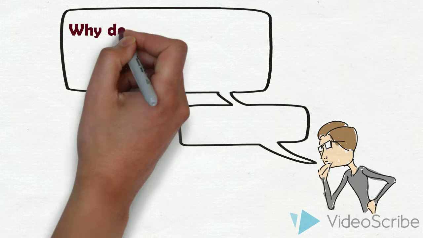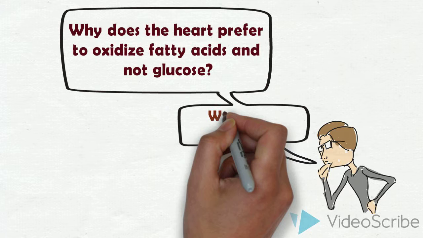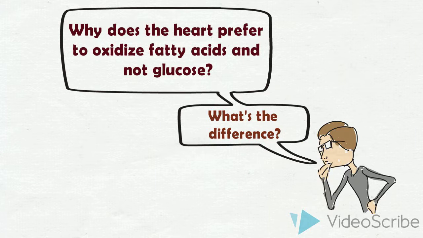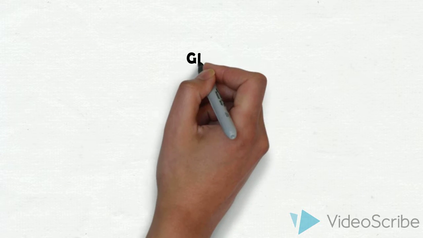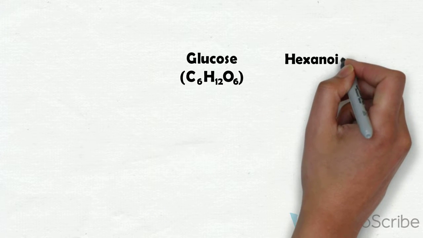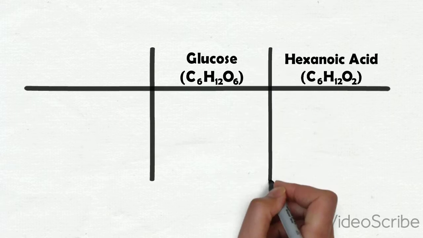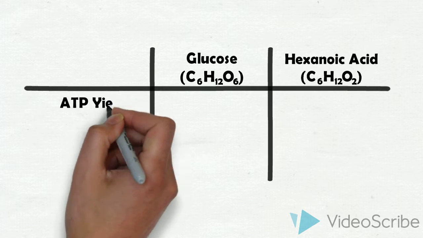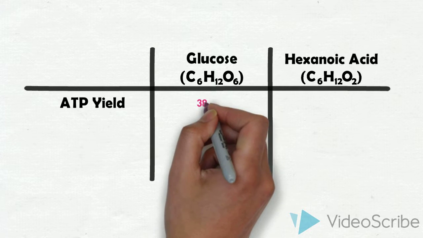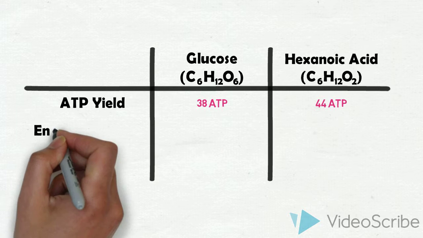So this prompts the question, why does the heart prefer to oxidize free fatty acids and not glucose? What's the difference? Well, we can compare glucose with the fatty acid hexanoic acid because both have a 6-carbon backbone. Oxidation of glucose and hexanoic acid yields 38 and 44 ATP molecules respectively.